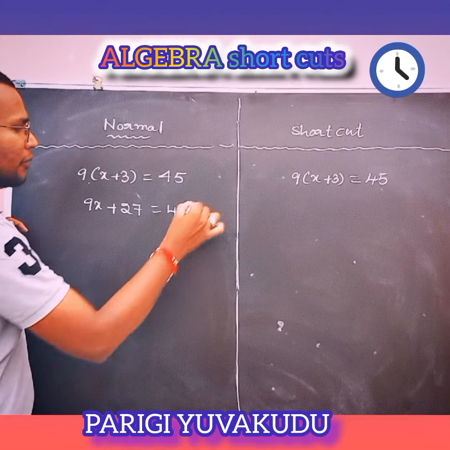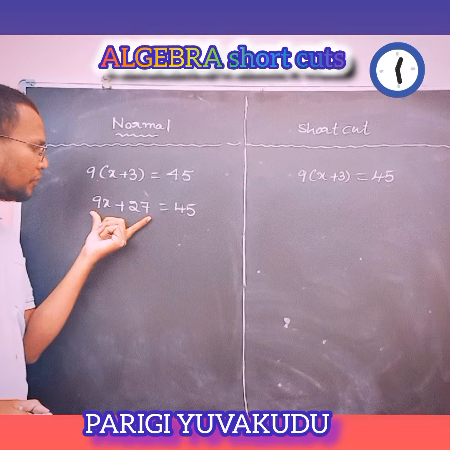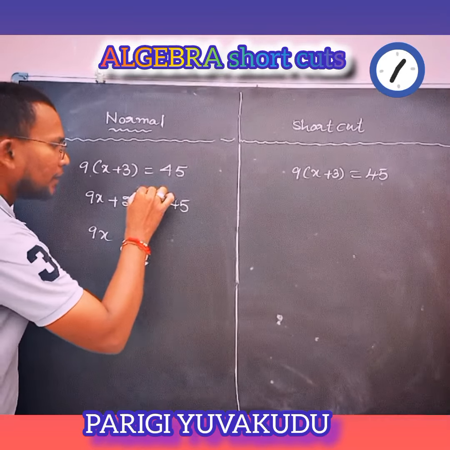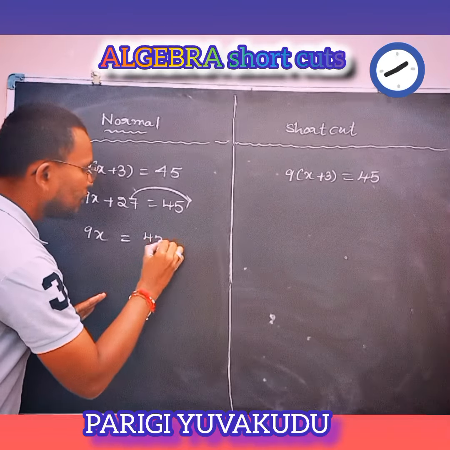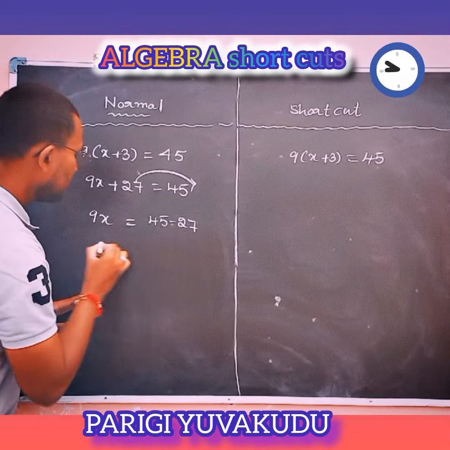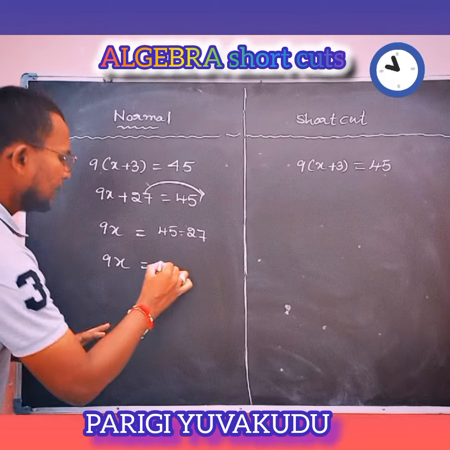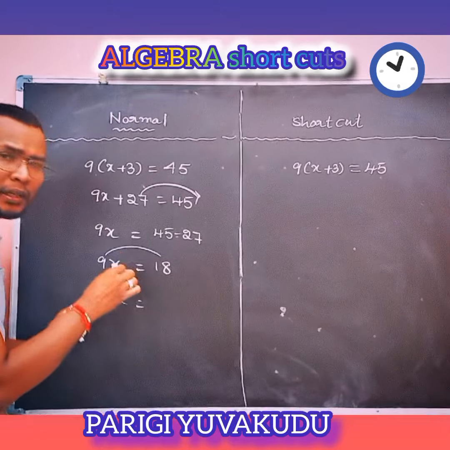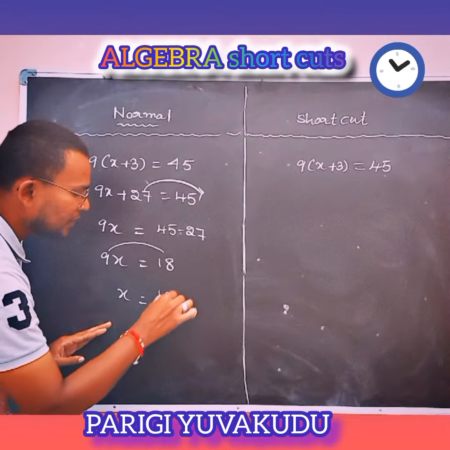Now we got this. Now 9x is equal to, now transpose 27 to the RHS, which is equal to 45 minus 27. We need to do subtraction. 9x is equal to 45 minus 27, which is 18. Now x is equal to, now transpose 9 to the RHS: multiplication becomes division, so 18 divided by 9. Now x is equal to 2. This is our answer.